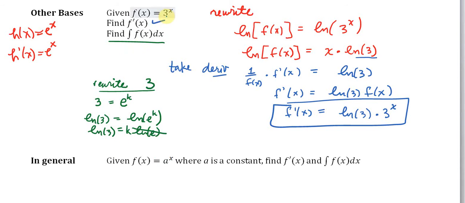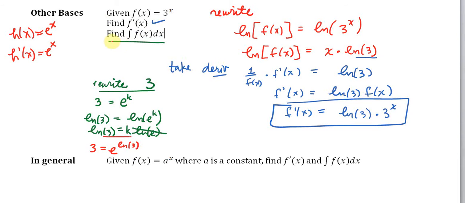Therefore, let's make a bit of our conclusion here. Therefore, 3 is equal to e to the k. But k is equal to the natural log of 3.